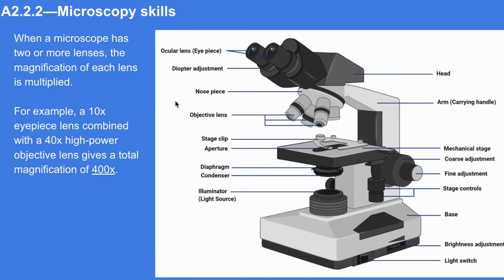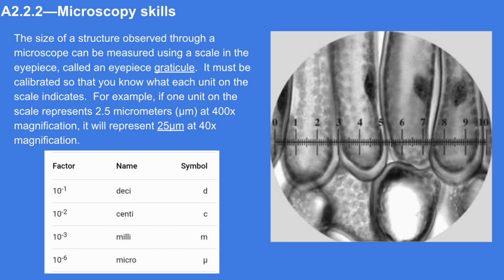You determine the total magnification of a light microscope by multiplying the magnification in the ocular lens by the magnification in the objective lens. Light microscopes are fantastic, but they are limited to about 400 times magnification due to limitations of the wavelengths of visible light.